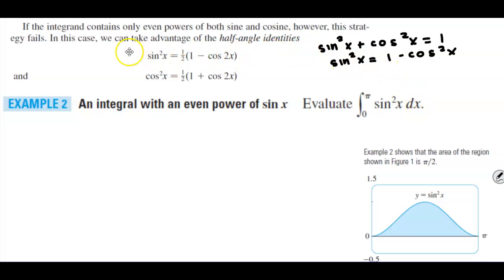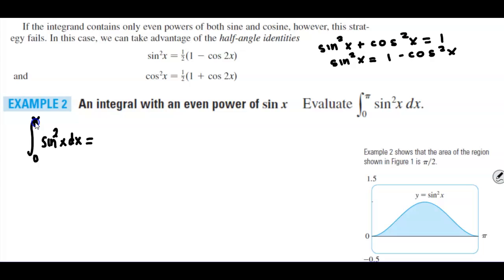So what we can do is take advantage of the half angle identities. So here are your half angle identities, and we want to be able to then use those to solve this particular problem. So if we know our lower limit's going from 0 to pi of sine squared x dx.